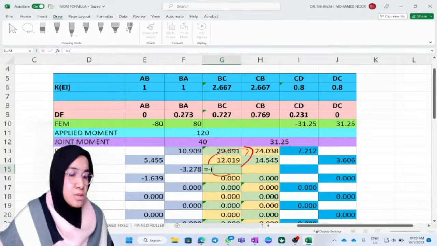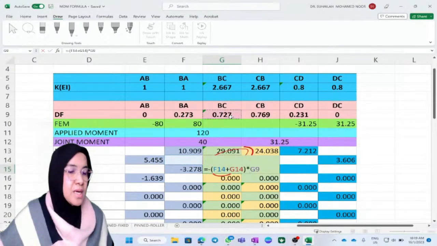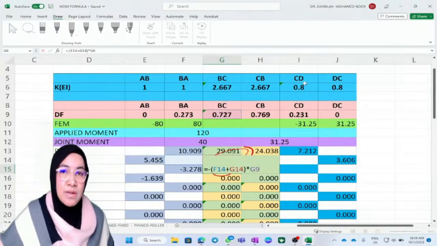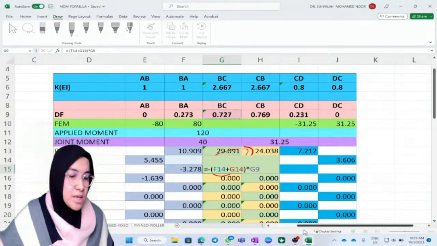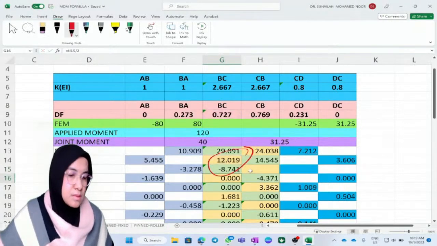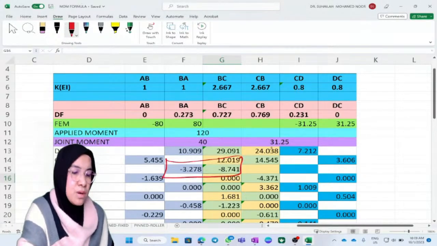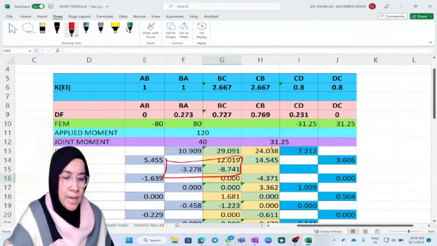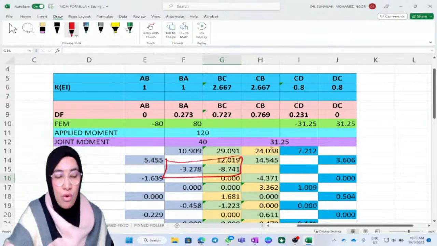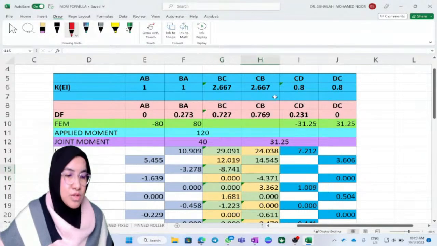So it is BA plus BC, we have to times with the factor 0.727 for BC. So we get 8.741. So these four values, 12.019, negative 3.278, negative 8.741, the total must equal 0. Okay, so we repeat the process again for joint C.